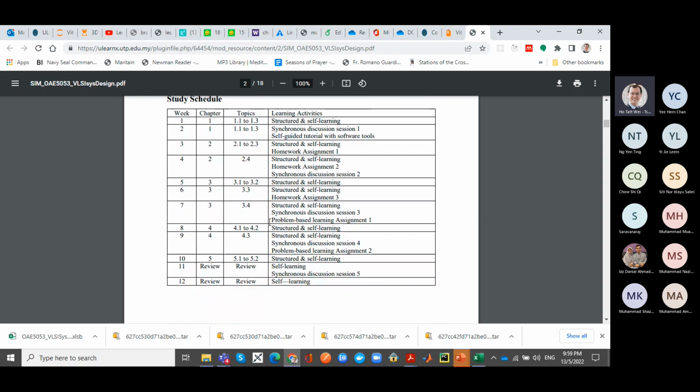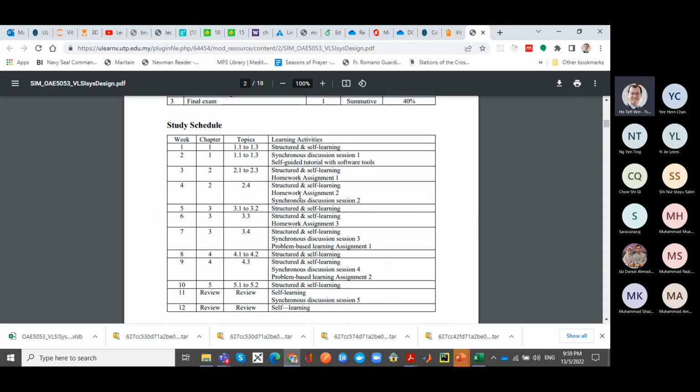So based on the schedule, I've planned sessions called synchronous discussion sessions. They will run between 1 to 2 hours. For this course, I'm only going to have 5 actually. So it's not going to be too much of a time demand on you, but the downside is you have to be more proactive in your studying, and if you have a problem with the material, you have to put it in the WhatsApp and alert me.